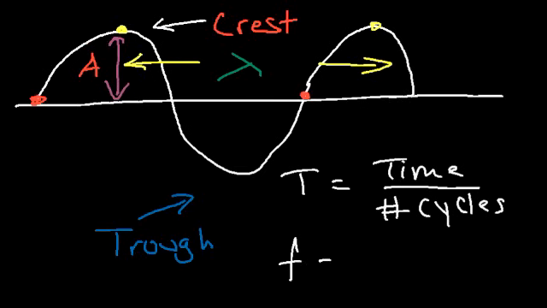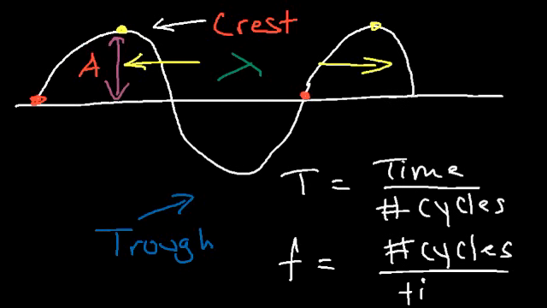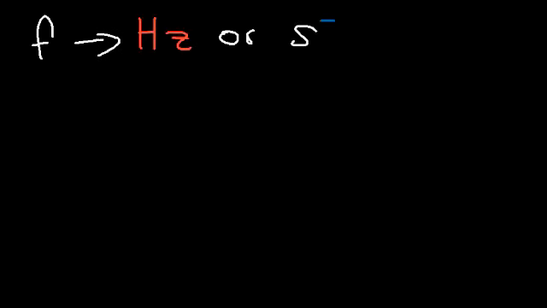The frequency is the reciprocal of the period. The frequency is how many cycles can occur in 1 second. So it's the number of cycles per unit time. And the frequency is 1 divided by the period. The unit for frequency is hertz, or seconds to the minus 1. The unit for wavelength is typically meters.